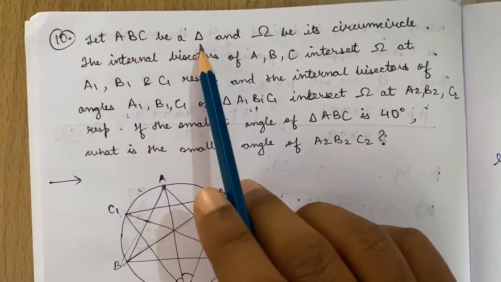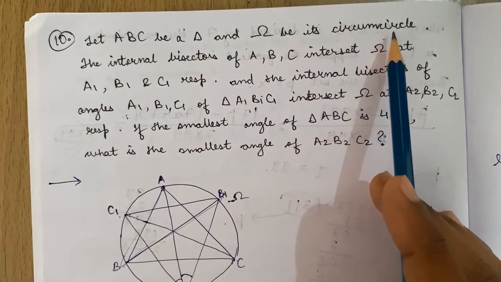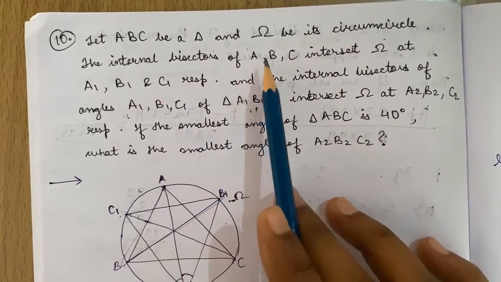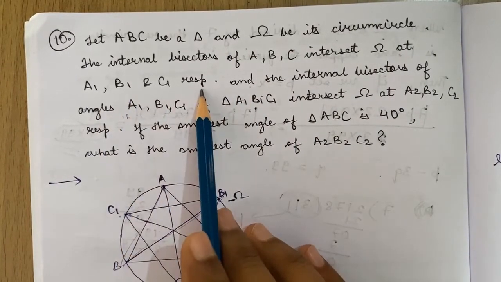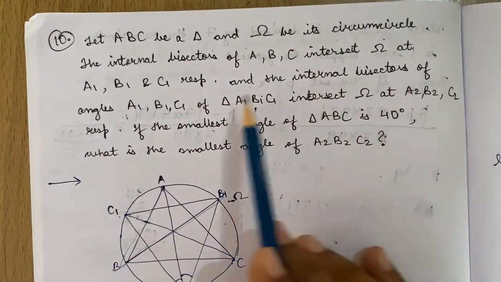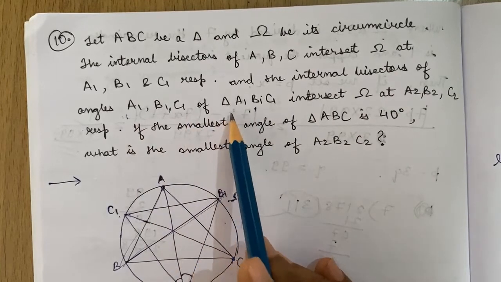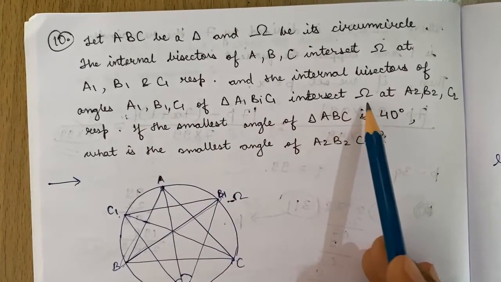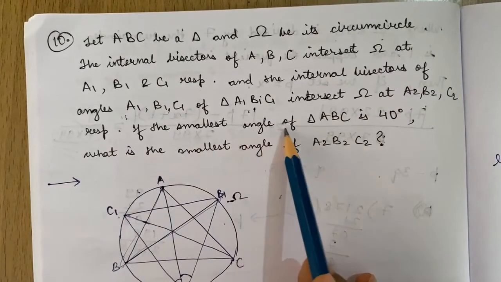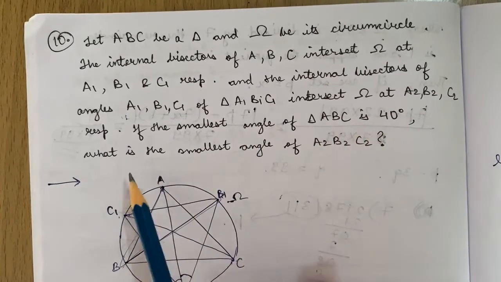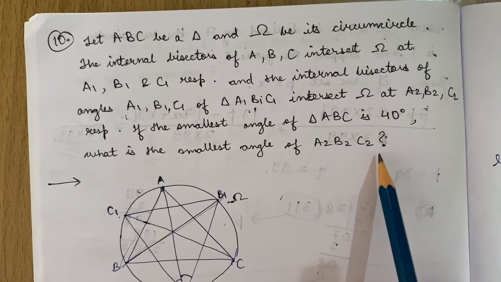Let ABC be a triangle and omega be its circumcircle. The internal bisectors of ABC intersect omega at A1, B1, C1 respectively, and the internal bisectors of angles A1, B1, C1 of triangle A1, B1, C1 intersect omega at A2, B2, C2 respectively. If the smallest angle of triangle ABC is 40 degrees, what is the smallest angle of A2, B2, C2?